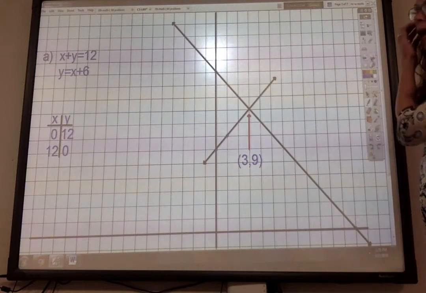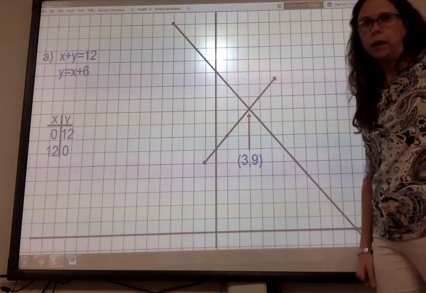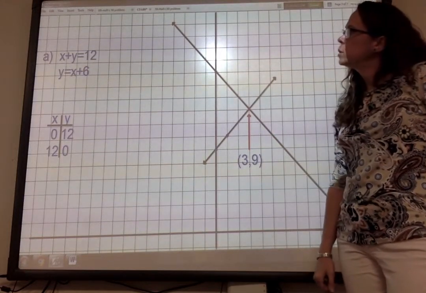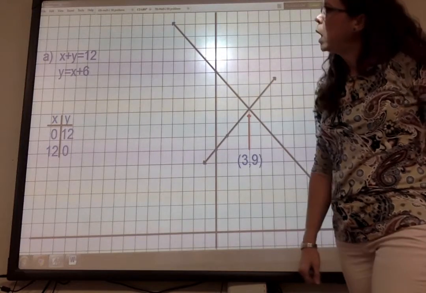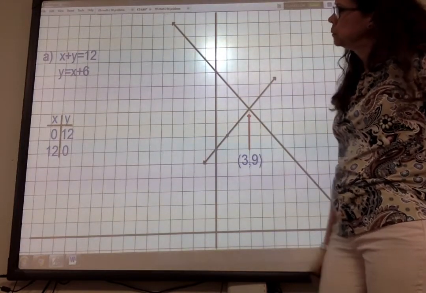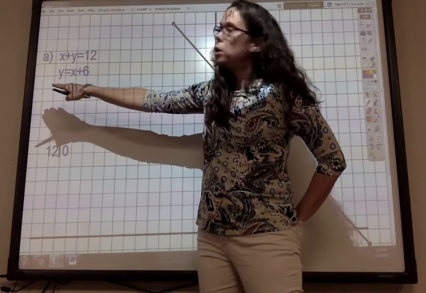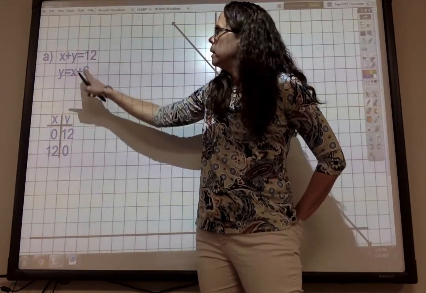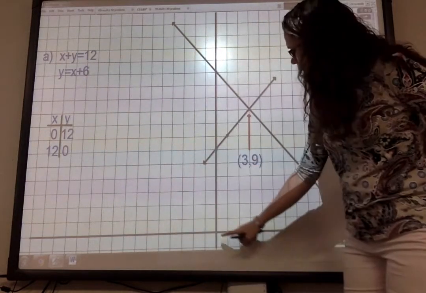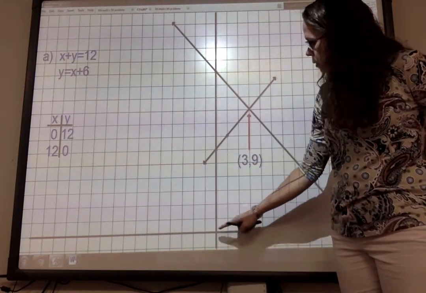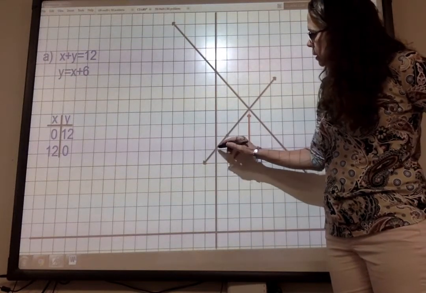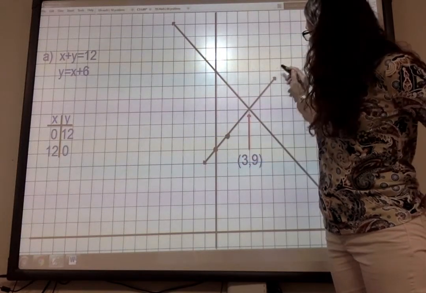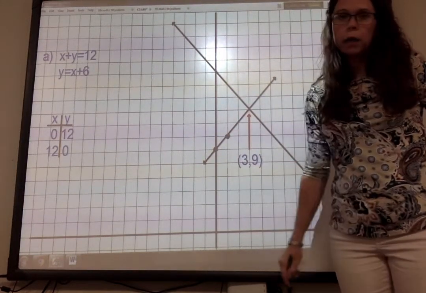Now we have A from your practice set here. In A of your practice set, they give the equations x plus y equals 12 and y equals x plus 6. Now my y equals x plus 6 is already in slope-intercept form, so I can just graph that by saying that 6 is my y-intercept. I brought my graph way down on this one. 1, 2, 3, 4, 5, 6. My slope is 1 over 1. So this line is the graph of y equals x plus 6.